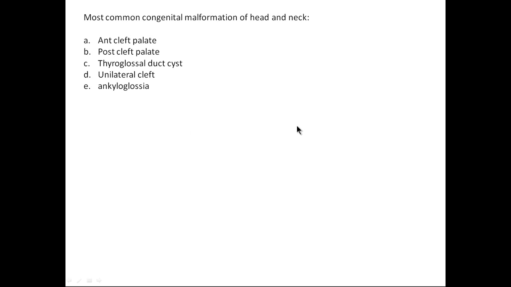Most common congenital malformation of the head and neck. Which of these is most common in a malformation of a newborn? Anterior cleft, posterior cleft, palate, thyroglossal duct cyst, unilateral cleft, ankyloglossia. That's when your tongue is kind of fused to the floor of your mouth. I believe the answer is unilateral cleft. D, unilateral cleft. This is an example of a unilateral cleft right here, which can be easily repaired once the child is allowed to mature a little bit.